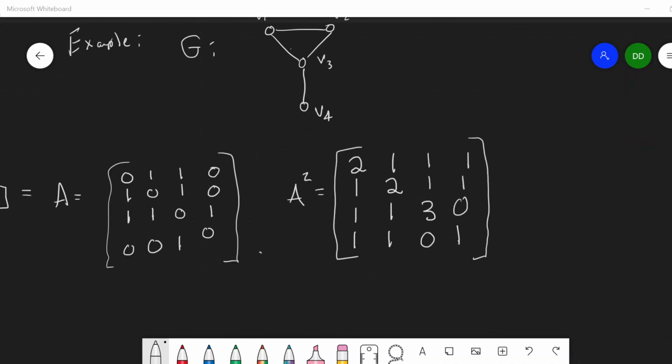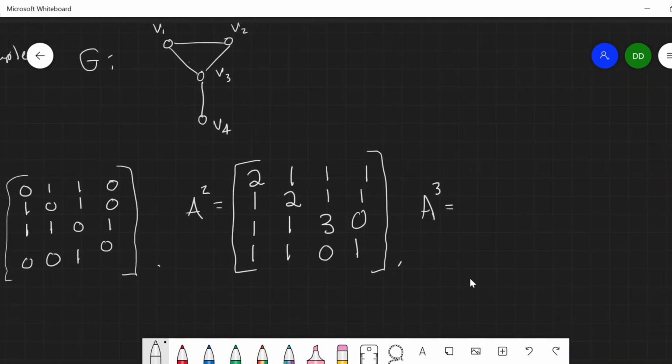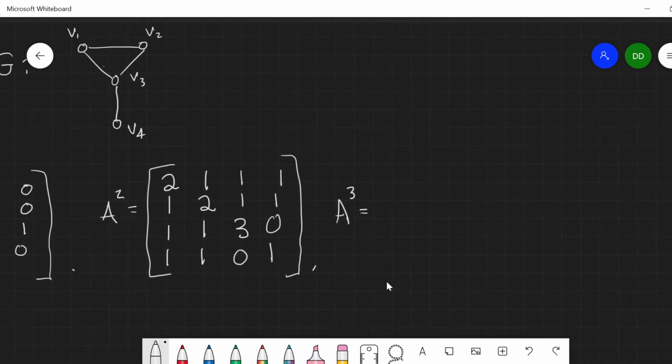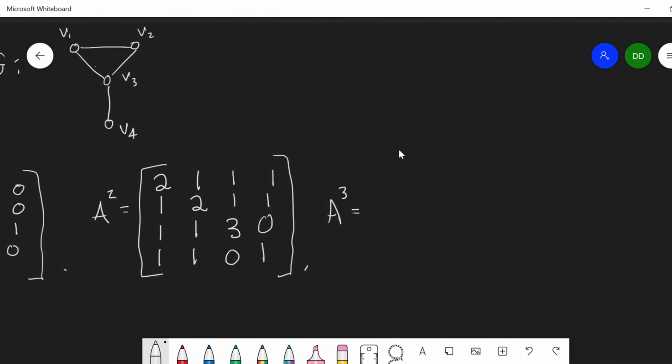Now, another interesting thing, let's do one more. Let's look at A cubed, the third power of the adjacency matrix. So the ij entry of this is the number of vi, vj walks of length 3. And again, I want to pay particular attention to the diagonal here. So think about how many walks of length 3 are there between, say, V1 and V1.